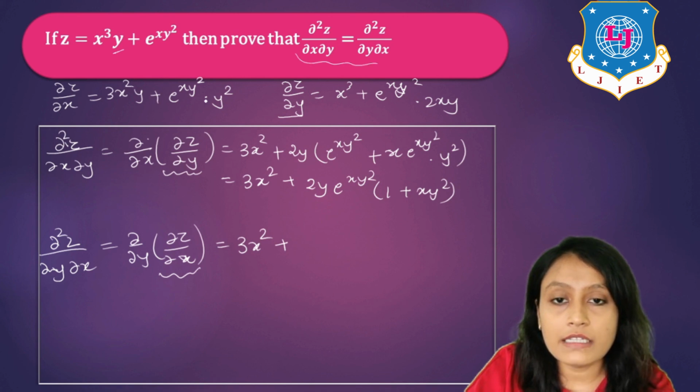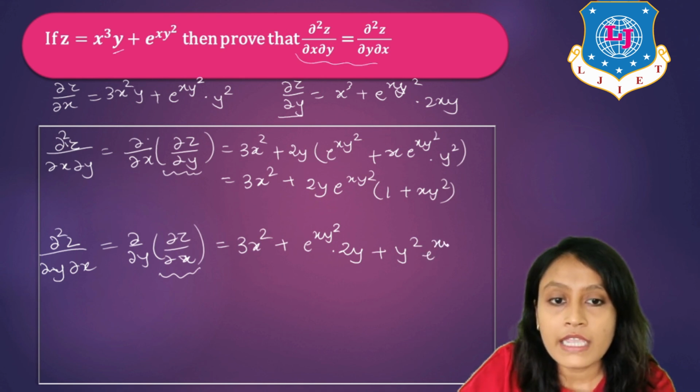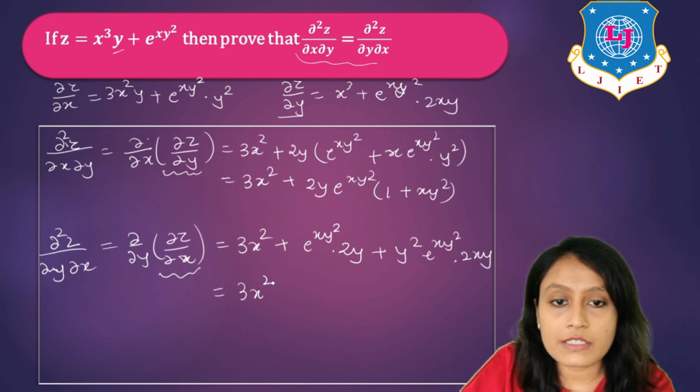Now we have y in both the terms, so we have to apply this UV rule, okay? So this e raised to x y square as it is. Derivative of y square is 2y plus y square as it is, and derivative of e raised to x y square is what? E raised to x y square into 2xy, because we are differentiating it with respect to y. Okay, now simplify this, so you will get 3x square plus, take 2y common and e raised to x y square common from these two terms.